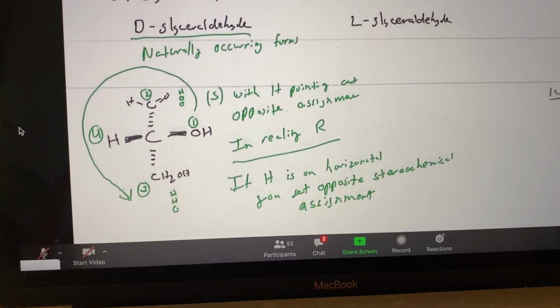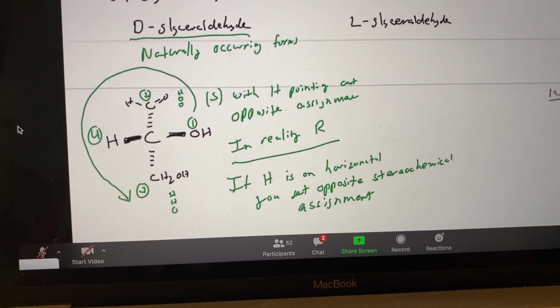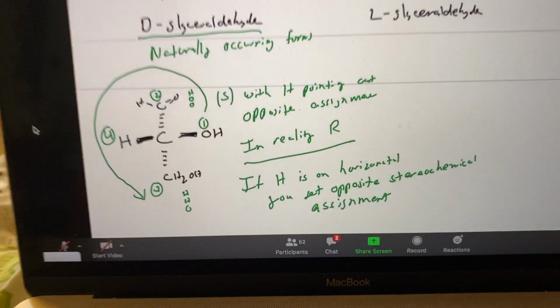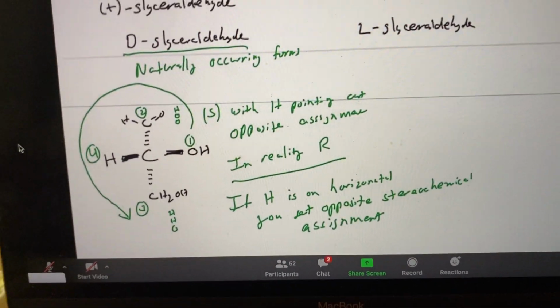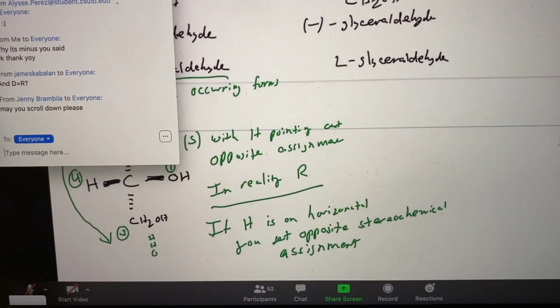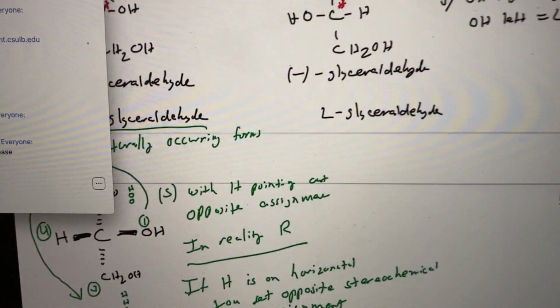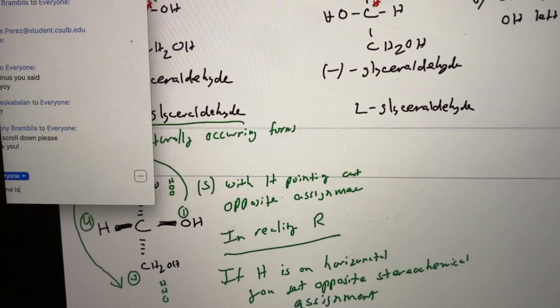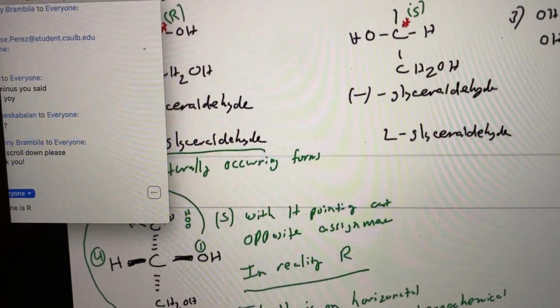I'll scroll down a little bit. Hopefully that works. So on the, is that okay, Jenny? Can you see that there? Excellent. Okay, we're going to just scroll up just a little bit here.